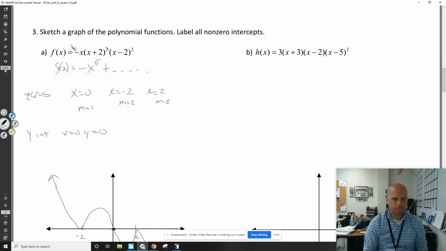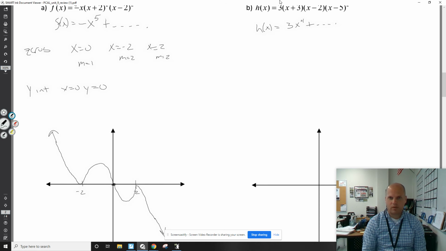This guy, my leading coefficient, if I distributed everything, would be 3 times x times x times x squared. So 1, 2, 3, 4 x's, 3x to the fourth, plus a bunch of other stuff that we don't care about. Helps me with my end behavior. We have a positive even degree. We are talking about touchdowns.